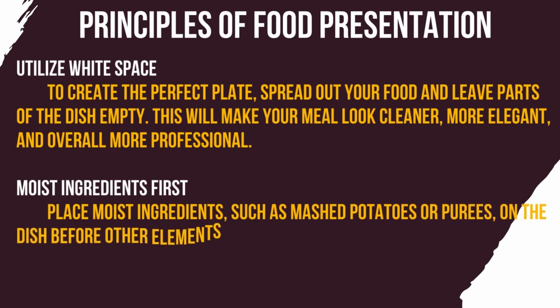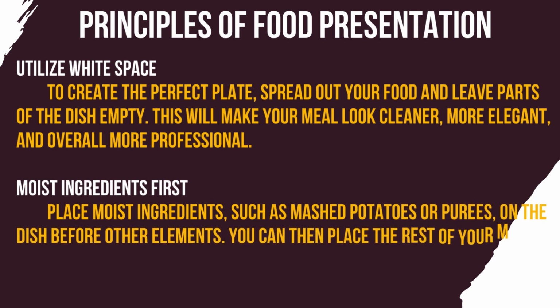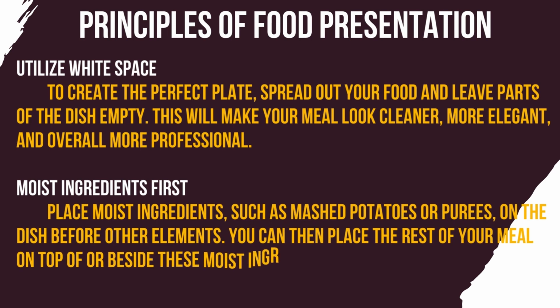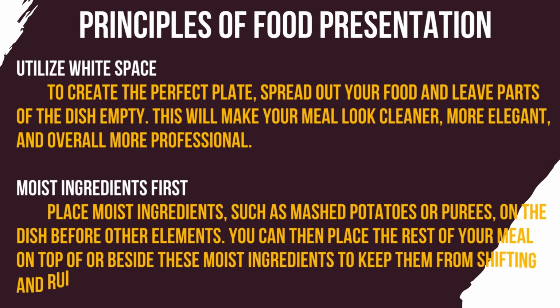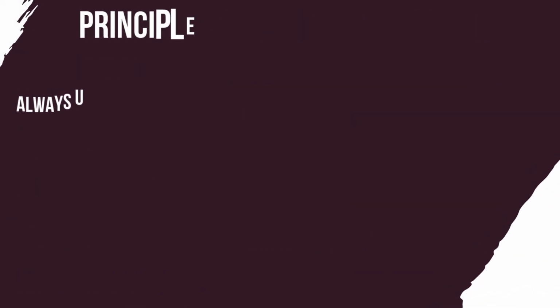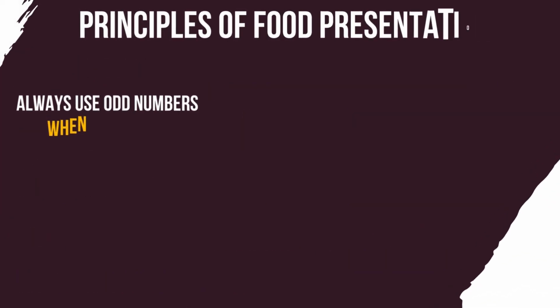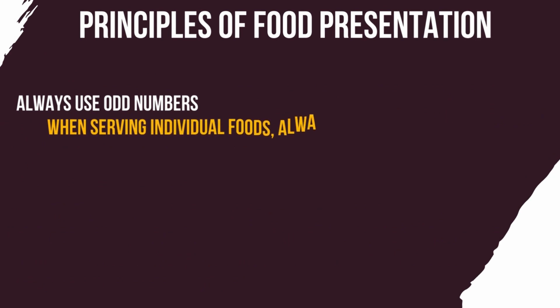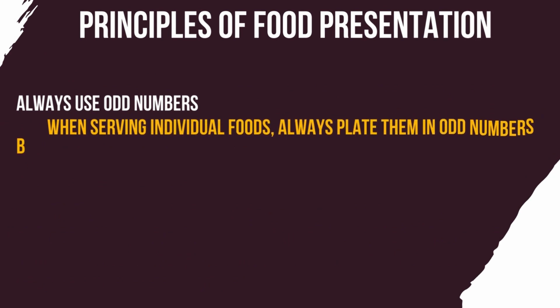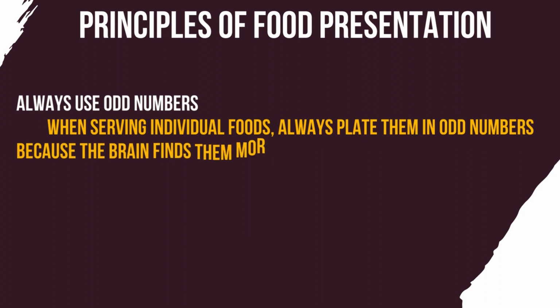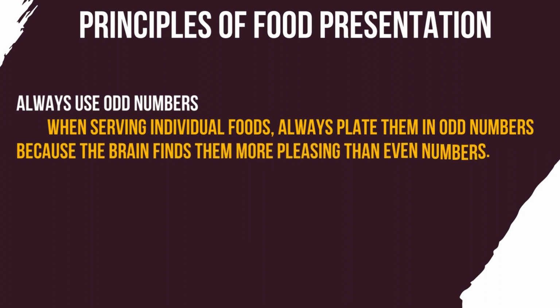Moist ingredients. First, place moist ingredients, such as mashed potatoes or purees, on the dish before other elements. You can then place the rest of your meal on top of or beside these moist ingredients to keep them from shifting and ruining your perfect plate. Next, always use odd numbers. When serving individual foods, always plate them in odd numbers because the brain finds them more pleasing than even numbers.